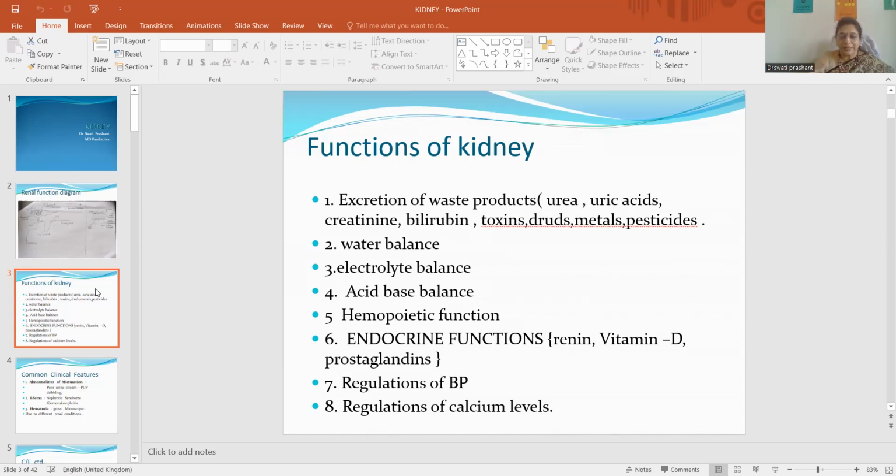Hemopoietic function, as erythropoietin is formed in the kidney. Endocrine functions of the kidney are as the kidney secretes renin, vitamin D, prostaglandins. These are the major endocrine functions. Regulation of blood pressure through water and electrolyte balance, and regulation of the calcium levels also, because calcium is reabsorbed by the kidney. So there is also regulation of the calcium and the vitamin D levels.